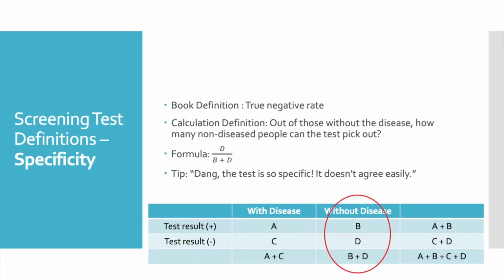Specificity's book definition is the true negative rate. For our understanding, we can think of it as: out of those without the disease, how many of the non-diseased people can the test pick out? This is again displayed in the formula. The way I think about specificity is, dang, the test is so specific, it doesn't always agree easily. Hence, this refers to negative rates, or you can say negative diagnoses.